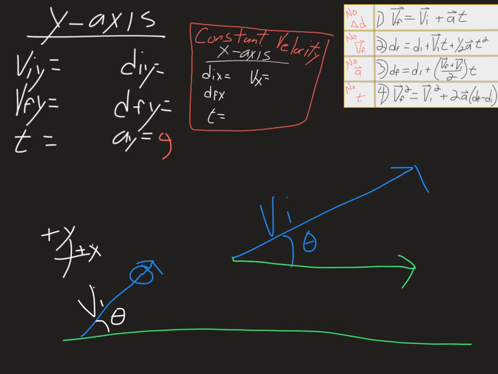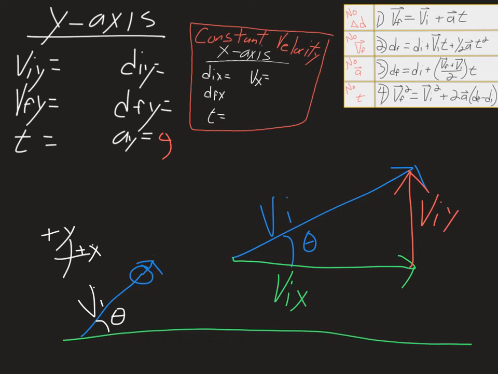and it's going to be equal to its vector components. So it's going to have a component of VIy and VIx. Now, hopefully you remember how to do the trig.